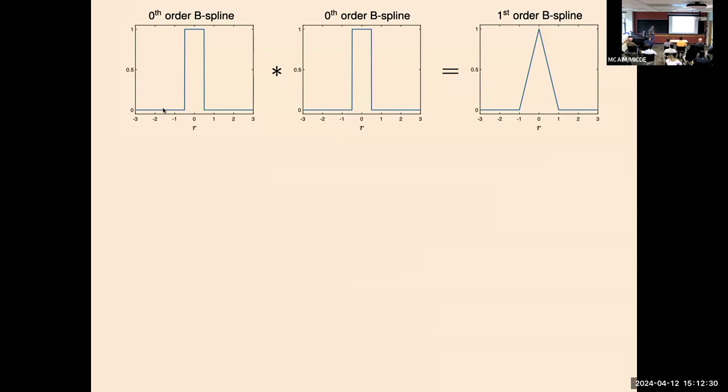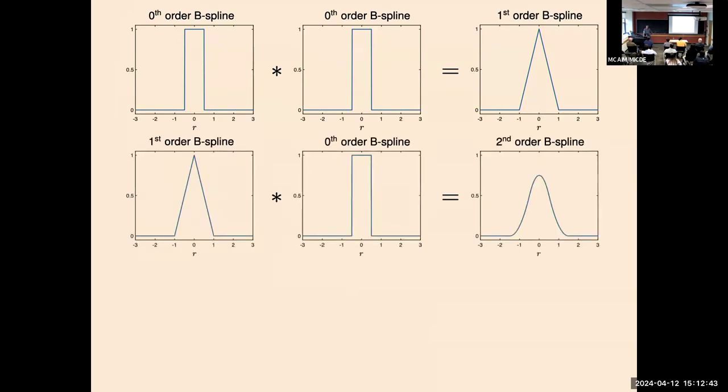You can get them by starting with the window function. So the window function is a piecewise constant function that integrates to one. And if you convolve the window function with itself, you get a first order cardinal B-spline, which is the hat function. And then you can just do this in a recursive way. So if you take your first order B-spline and convolve it with the window function, you get a second order B-spline. Every time you do this, you get more continuity.